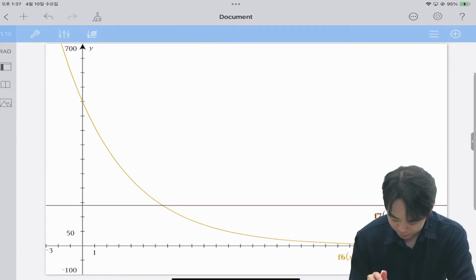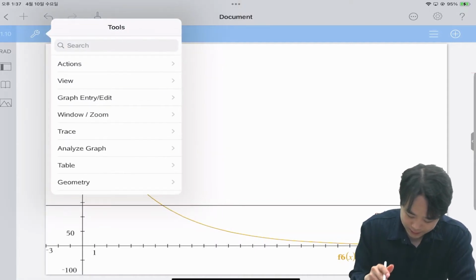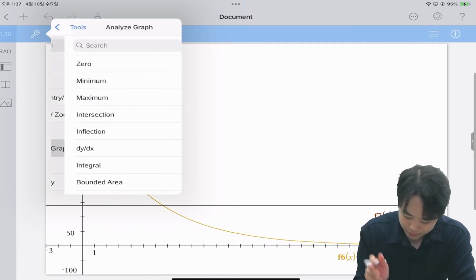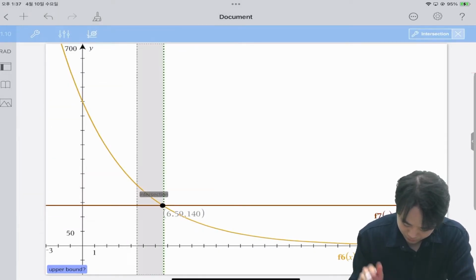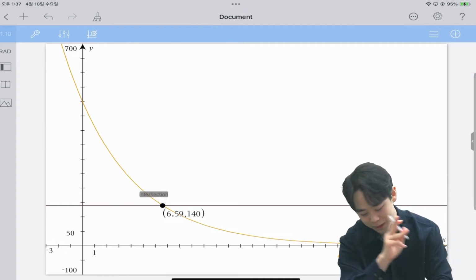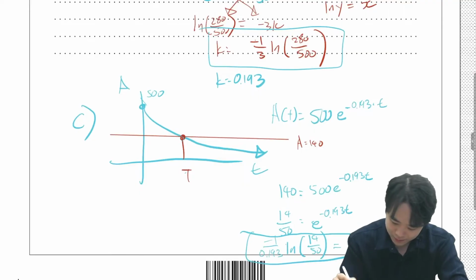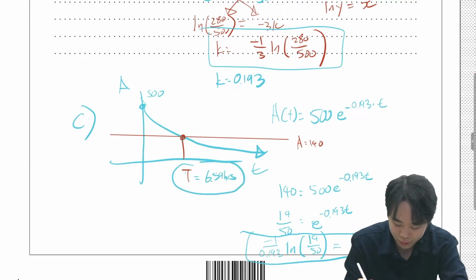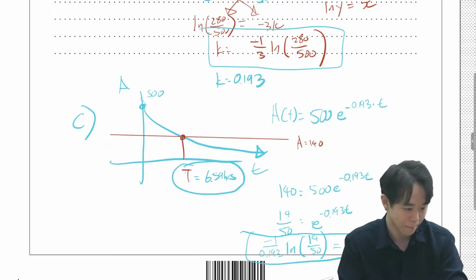So finding the intersect at this point would give us when exactly the dosage remaining becomes 140. So intersect between these two graphs, between these 2 points. So when t is 6.59, the amount of dosage becomes 140. So capital T is exactly what we're looking for. So this is going to be 6.59 hours. So we used both methods, graphical and manipulating exponents and logs. Either way, this is what we get.